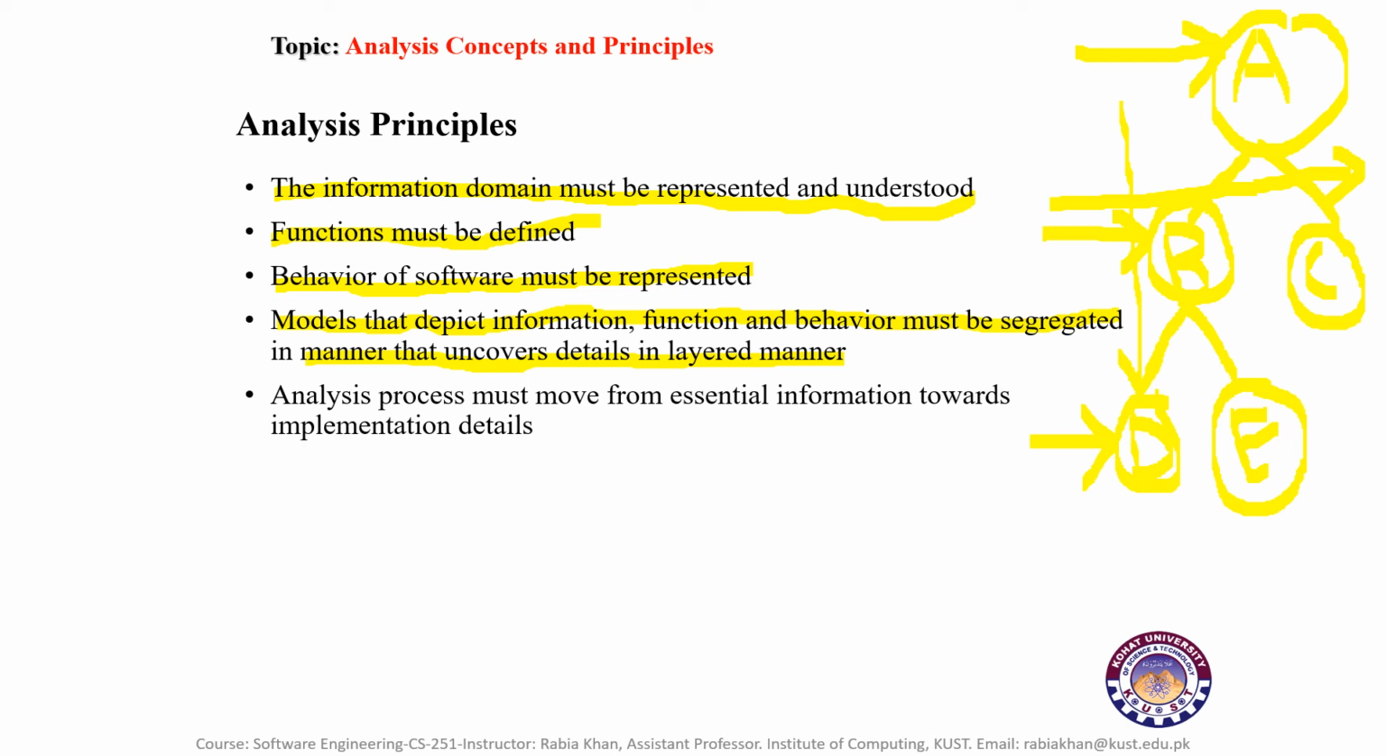The last principle states that the analysis process must move from essential information towards implementation details. What does this mean? An essential view of software requirements represents the functions to be accomplished and information to be processed without regard to the implementation details. The implementation view of software requirements actually represents the real-world manifestation of processing functions and information structure.